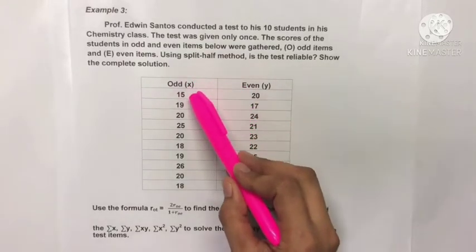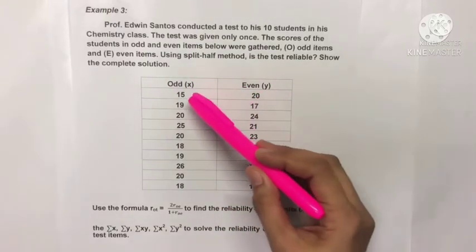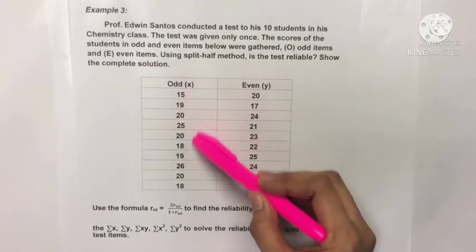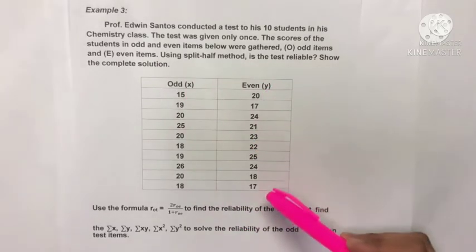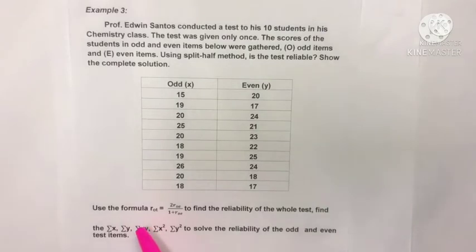So we have here the table. For odd, we have X, and for even, we have Y. So the scores of students for odd items and for even items. So we will use the Spearman Brown formula. So we have here the reliability of the original test is equal to 2 times the reliability of the correlation of odd and even items divided by 1 plus the reliability of the correlation of odd and even items.